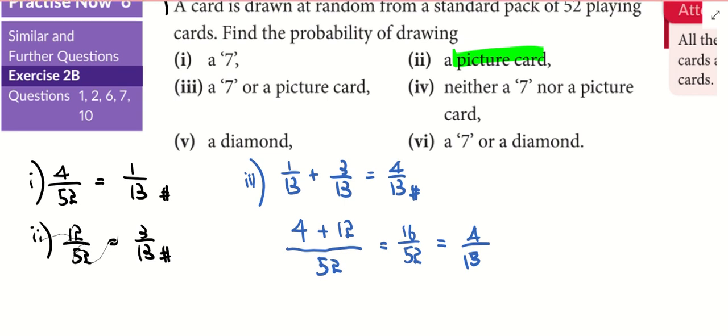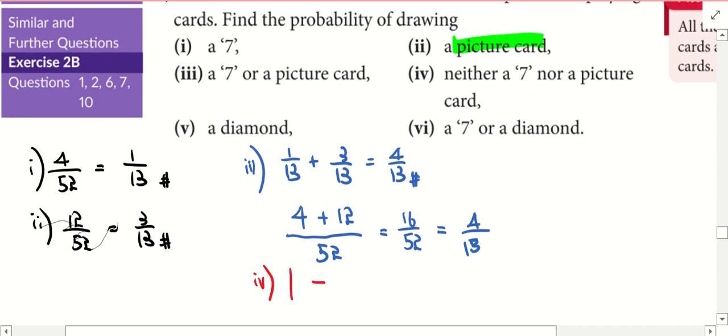So basically in part 4, I don't want the 7, neither do I want a picture card, but there are a lot of other cards. So rather than counting everything together, you all told me it's easier to use the elimination method. 1 minus what I obtained in part 3.